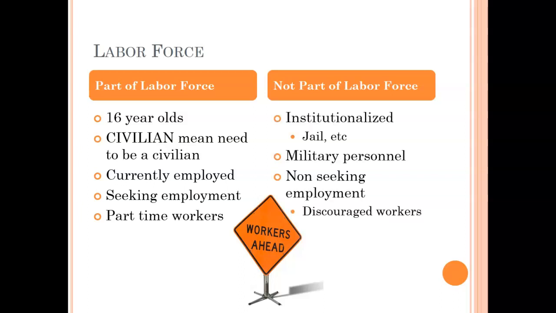So who is not? Well, if you're not a free civilian, so if you're institutionalized in some way, you're not part of the labor force. Even if you work, if you're in prison, you're not part of that. Military personnel too, because it's civilian. And then if you're not looking for a job, this is where you might hear a thing called discouraged workers. Discouraged workers are a group of workers that have stopped looking for a job. The moment they stop looking, they no longer are part of the labor force. And that can change unemployment rate numbers. That's something we'll be looking at a little bit later on.